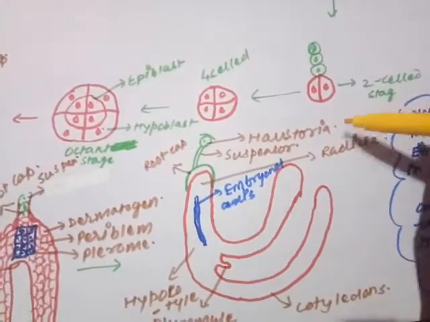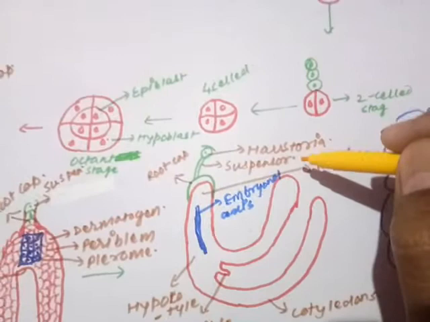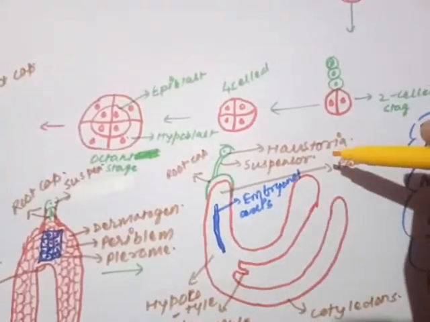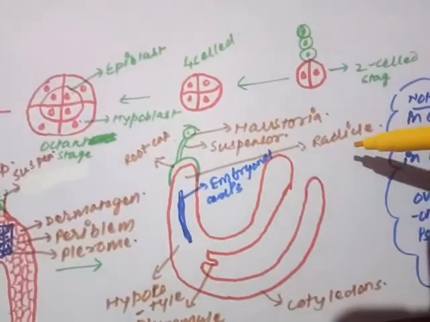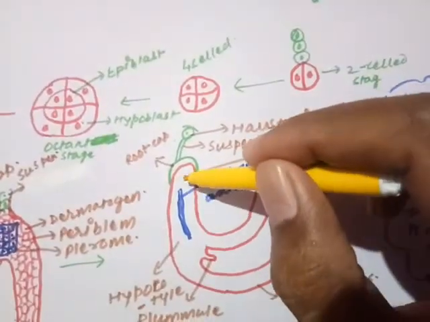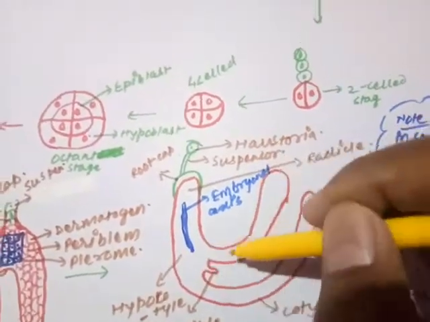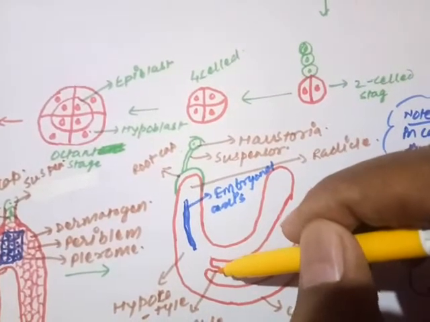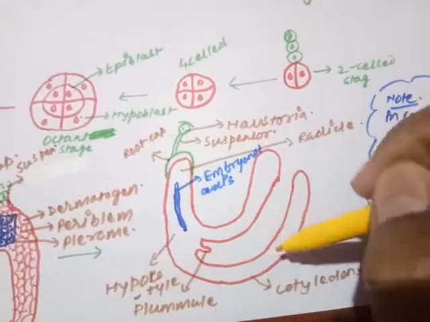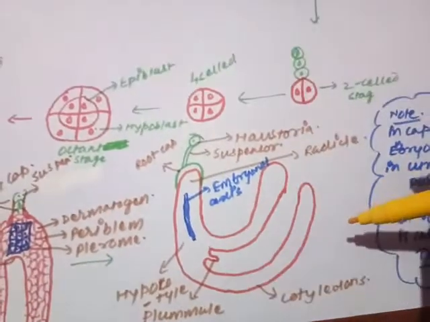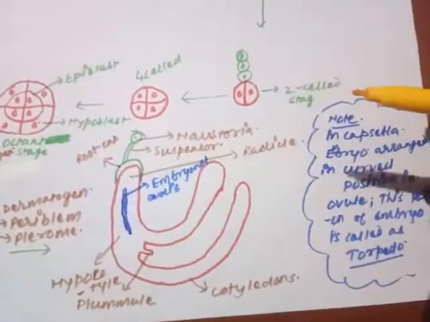Haustorium absorbs the nutrition. Suspensor pushes the embryo into the endosperm region so that it gets nutrition. Root cap protects the root. Radicle is for root system development. In the embryonal axis, the upper side is the epicotyle and the lower side is the hypocotyle. Plumule is going to give rise to the shoot system, and these are the cotyledons. They provide additional material for embryonic development.